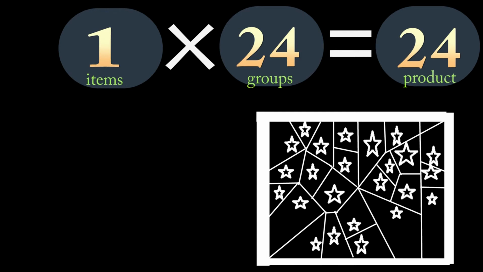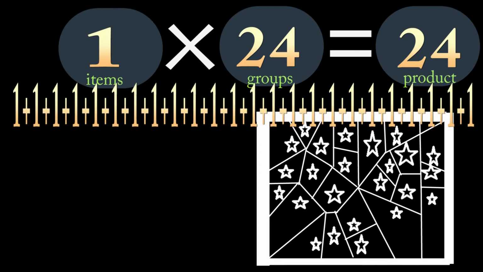If you think about it like this, you would add 1 plus 1 plus 1 and so on, adding 1 twenty-four times. Your sum and product are the same, which is 24.